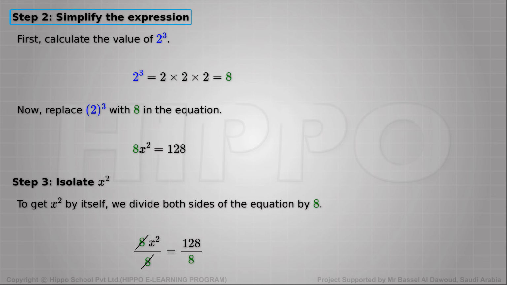Okay, now that we've substituted the value, our next step is to simplify the equation. We have a term, 2 cubed. Let's calculate that first. As you know, 2 cubed means 2 times 2 times 2. 2 times 2 is 4, and 4 times 2 is 8. So 2 cubed is equal to 8.